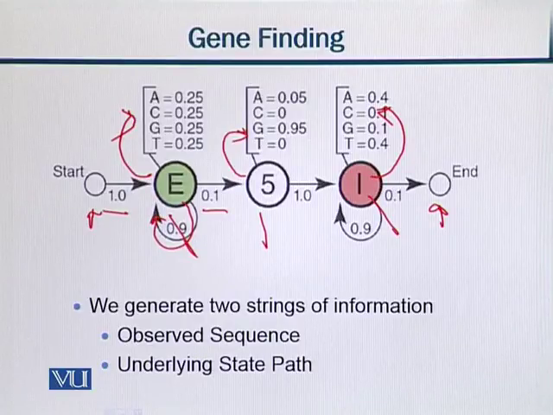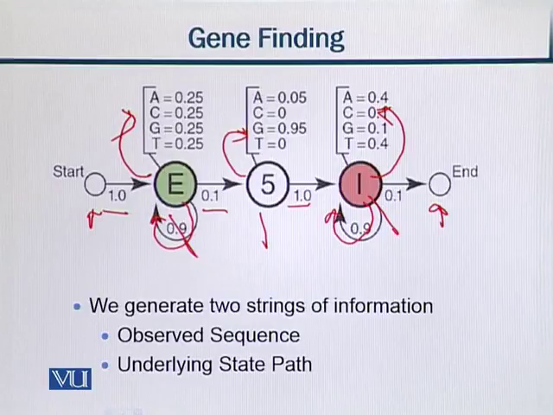Then from the 5' splice site, there is no chance that it will come back to itself, because it is just a division state. It will always move towards the intron state, which is shown by probability 1. Once it is in intron, again there is a high chance that it will remain in its own state, which is 0.9, or it will move towards the end state, which is 0.1.